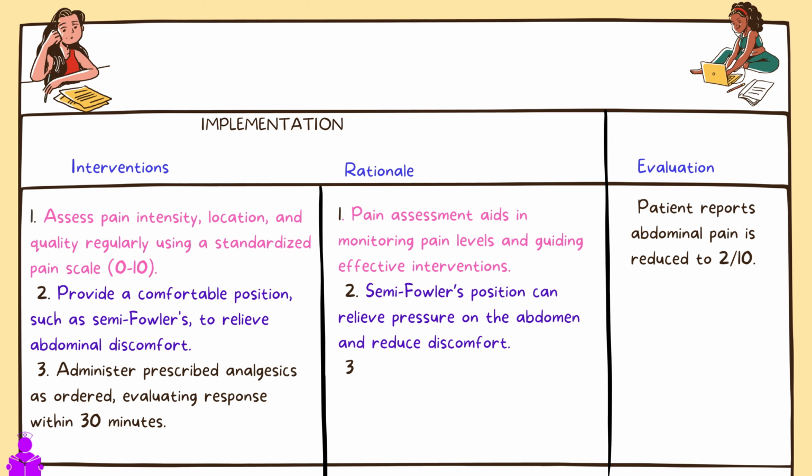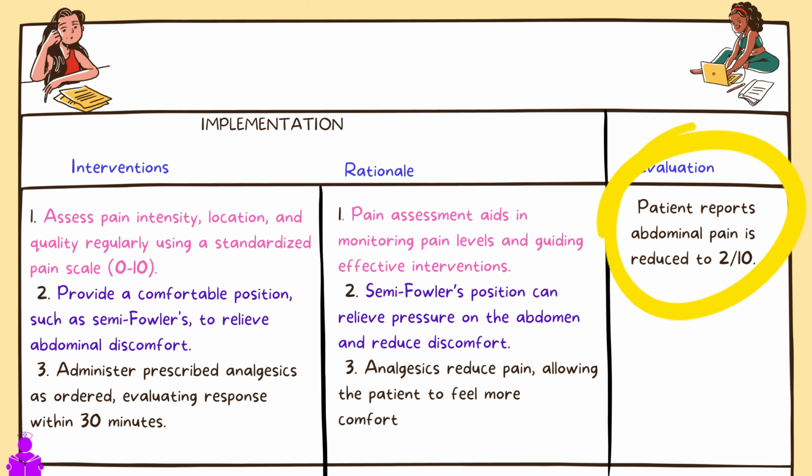We provide a comfortable position, such as semi-Fowler's, to relieve abdominal discomfort. Why? Because semi-Fowler's position can relieve pressure on the abdomen and reduce discomfort. We administer prescribed analgesics. Why? Because they reduce pain. So every intervention must have a rationale. And later, in case you achieve your goals, that is when you do evaluation. Meaning our evaluation can sound like patient reports abdominal pain is reduced to 2 out of 10 within 30 minutes or within 1 hour, which means we shall have achieved our goal.